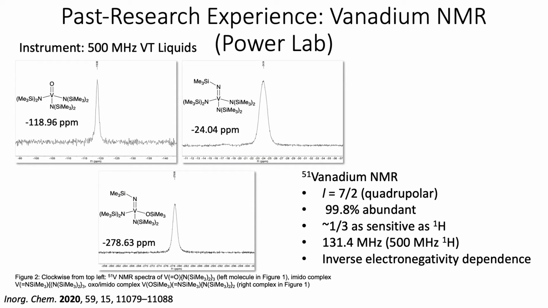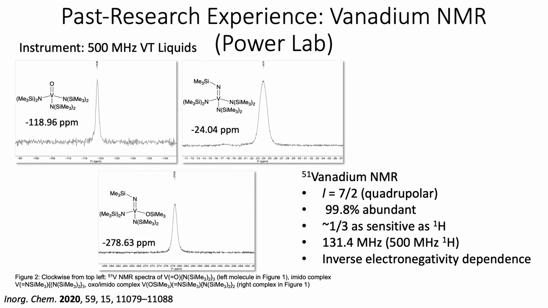Here we have another example of the 500 megahertz liquids instrument from the Power Lab, and here they're doing an example of vanadium 51 NMR. Now, you probably haven't really heard of vanadium 51 NMR, and that's because it's not really commonly done, but that's why the 500 megahertz is an ideal instrument for this type of nucleus.